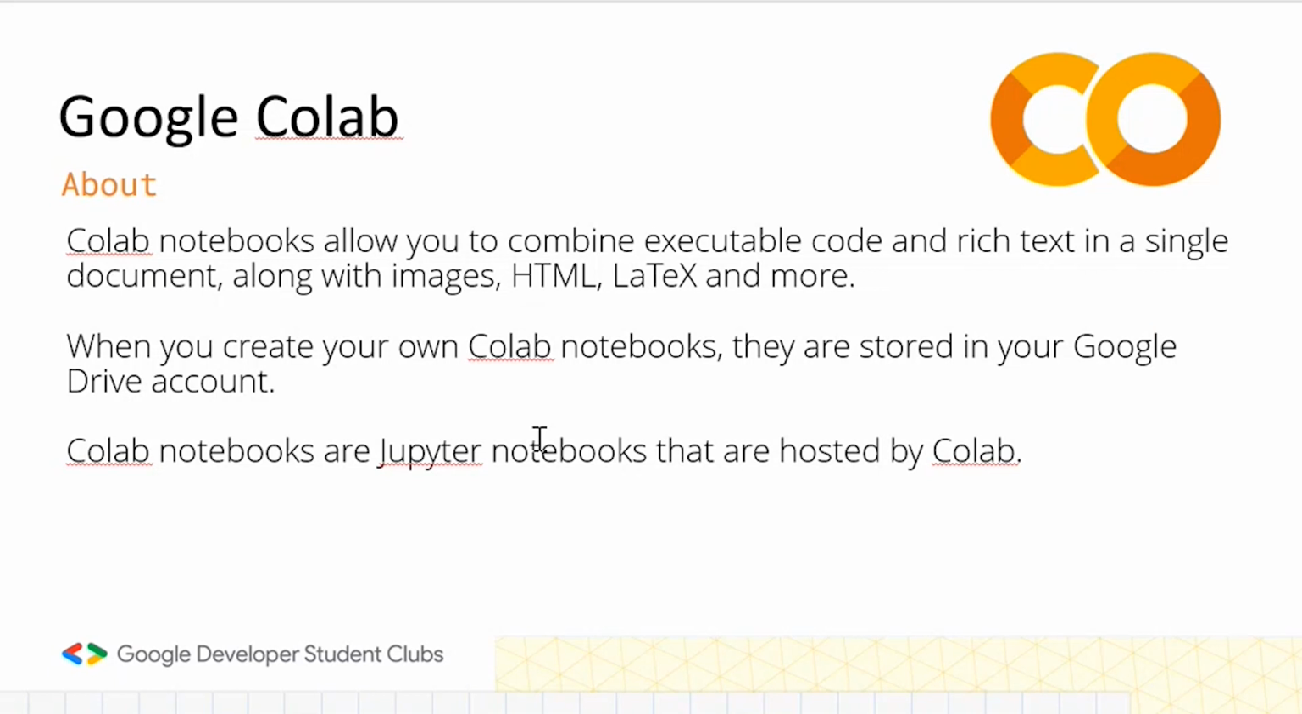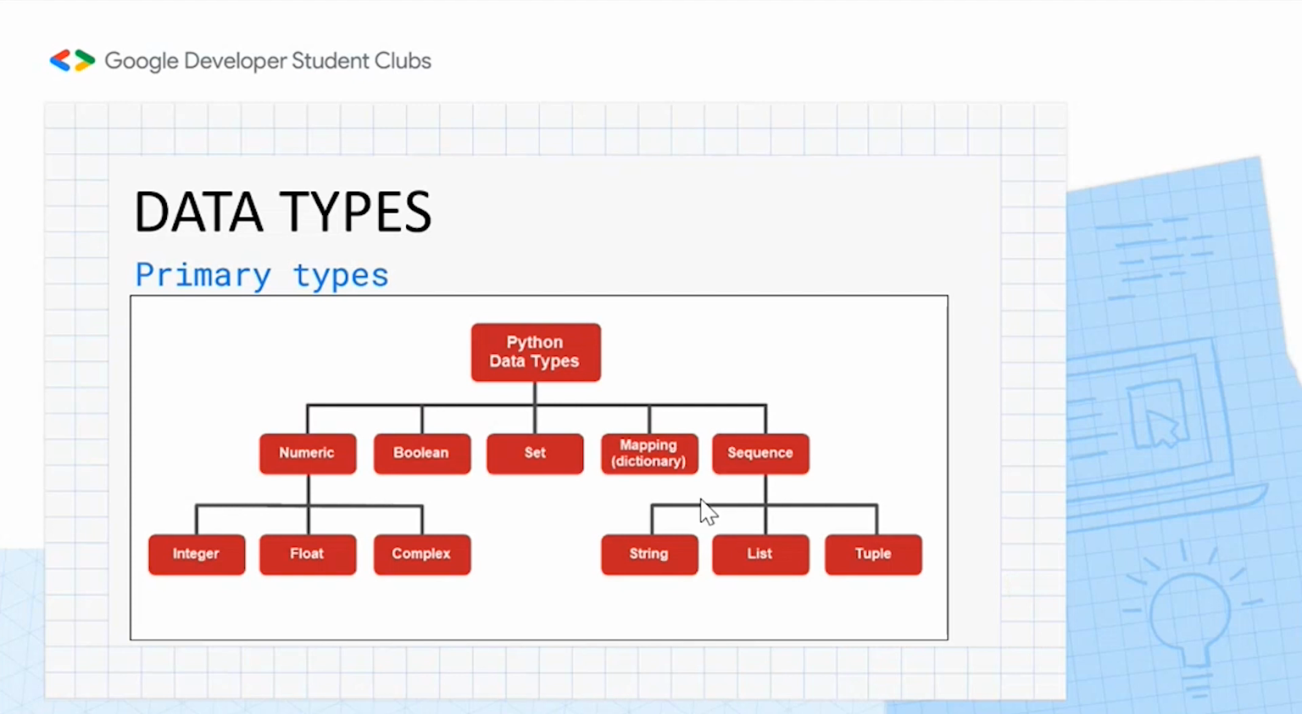Now next is about Google Colab, as I told you already. It allows you to combine code as well as HTML and LaTeX. LaTeX is another thing which is basically used to show mathematical equations, square root symbols and all. So it'll make your code look better. And as you can see, Colab notebooks are Jupyter notebooks that are hosted by Colab. So now let's go to data types.